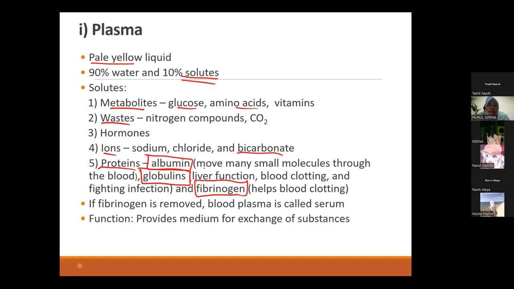Albumin helps to move small molecules within the blood. Globulins help in liver function, blood clotting, and also to fight infection. Fibrinogen helps in blood clotting, to stop excessive bleeding. But if fibrinogen is removed, the plasma will be called serum. Right. And what is the function of plasma? Plasma functions as a medium for exchange of substances. So that is plasma.